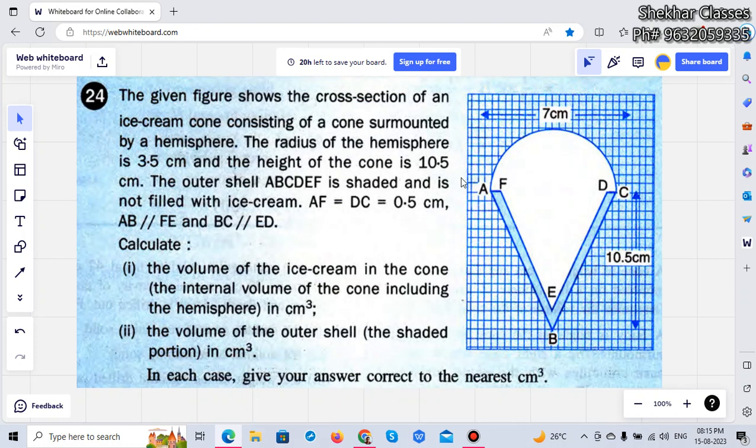The given figure shows the cross section of an ice cream cone consisting of a cone surmounted by a hemisphere. The radius of the hemisphere is 3.5 centimeter. So from here to here is 3.5 centimeter. I'll just mark it here.